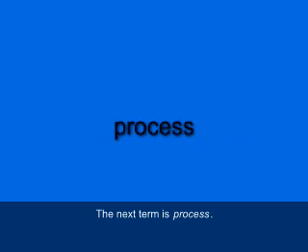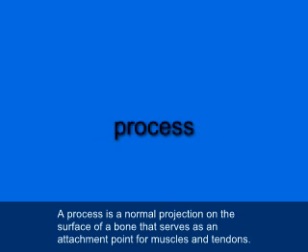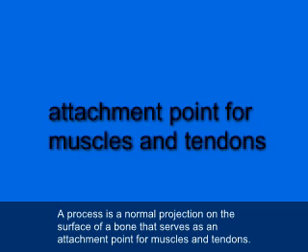The next term is process. P-R-O-C-E-S-S. A process is a normal projection on the surface of a bone that serves as an attachment point for muscles and tendons.